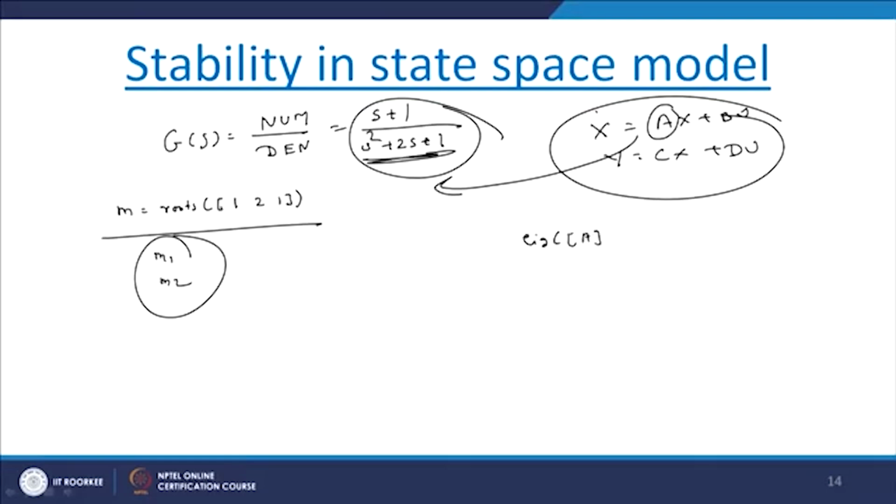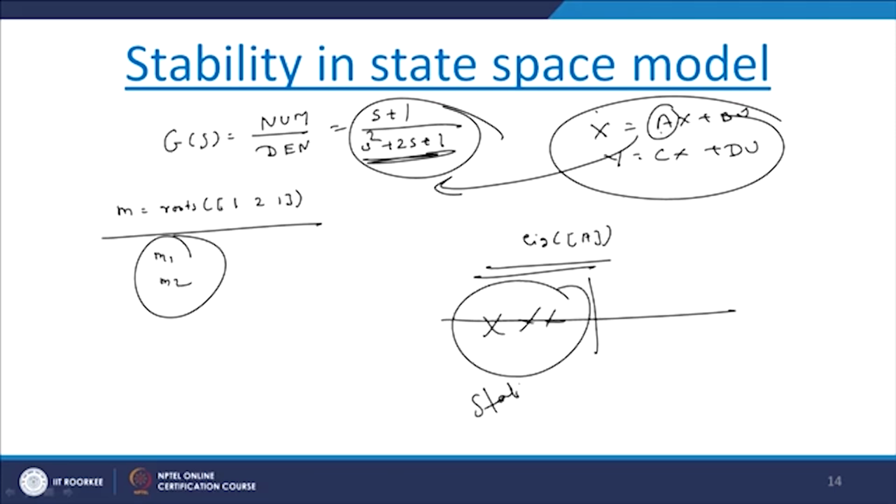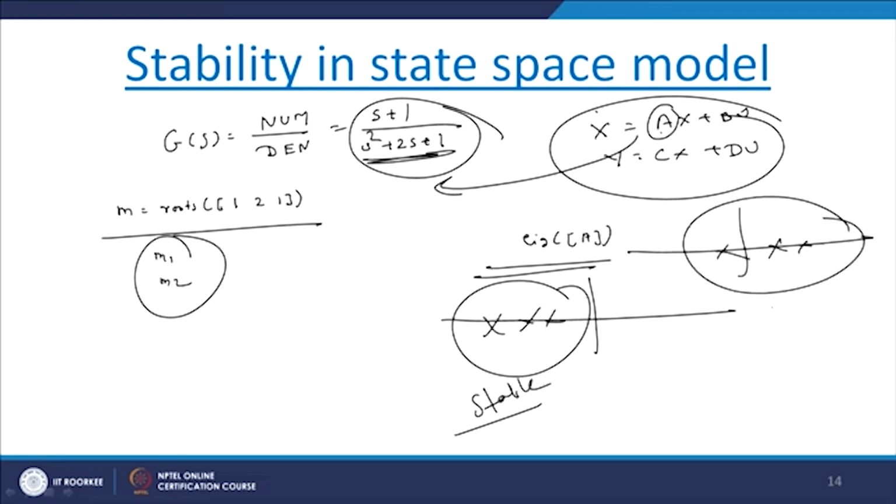Eig of A, if you use this command, you will get the eigenvalues of matrix A, and if the eigenvalues of this matrix A lie on the left hand side, then we call the system a stable system. But if you get any one of the eigenvalues on the right hand side of the S plane, the system is unstable. So we get the stability by means of a simple eig command, whereas in the transfer function approach we can use the command roots to get the stability of the system.